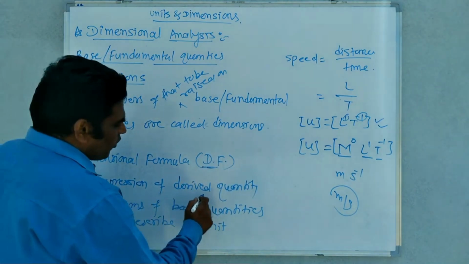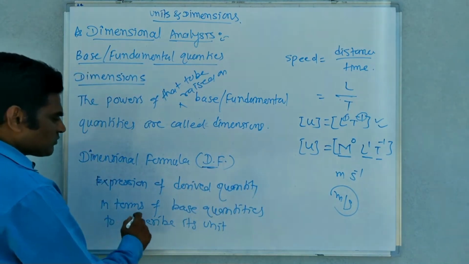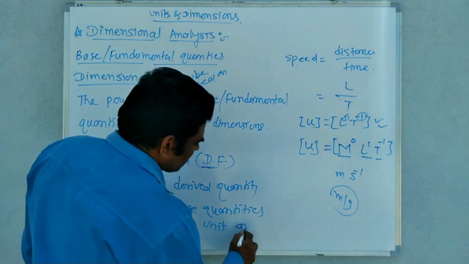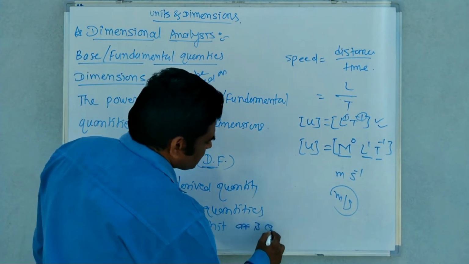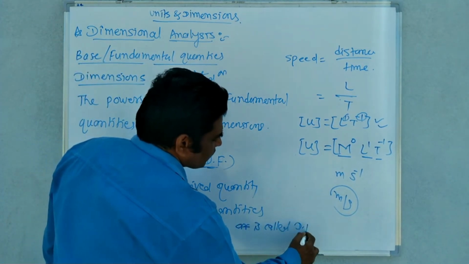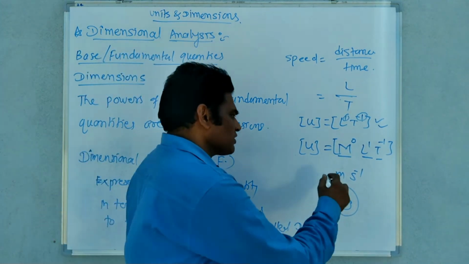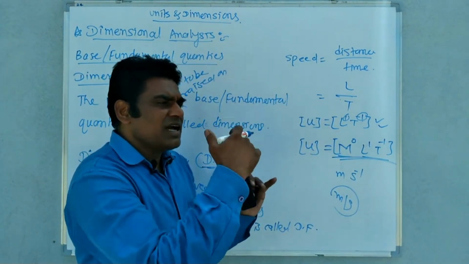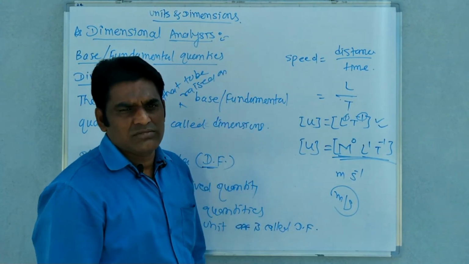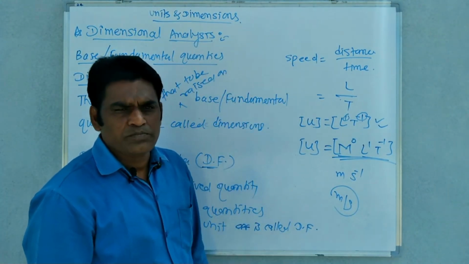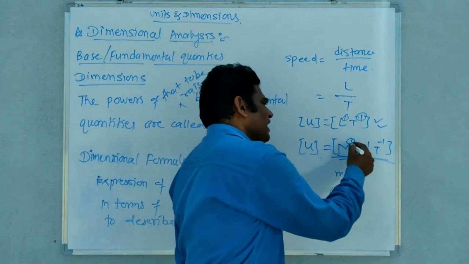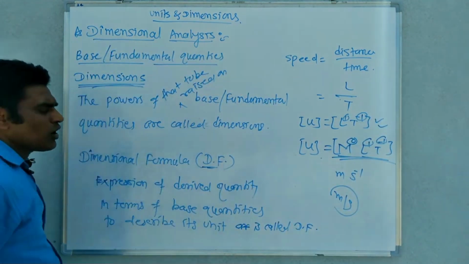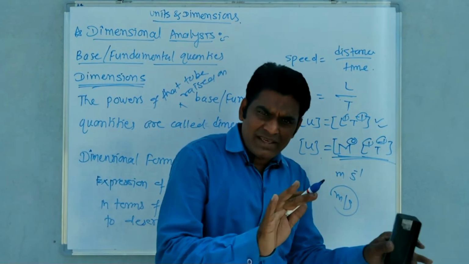So, expression for a derived quantity in terms of base quantities to describe its unit is called dimensional formula. In the square bracket the fundamental quantities are written and they have some different powers based on the expression. So, this is the dimensional formula and these powers are the dimensions. Got it? Clear? No problem.